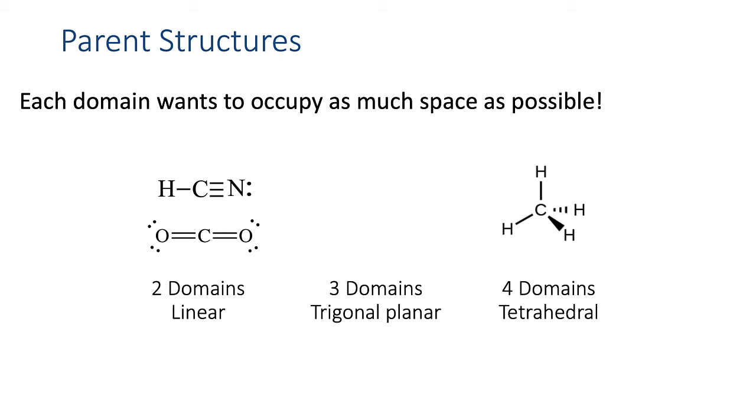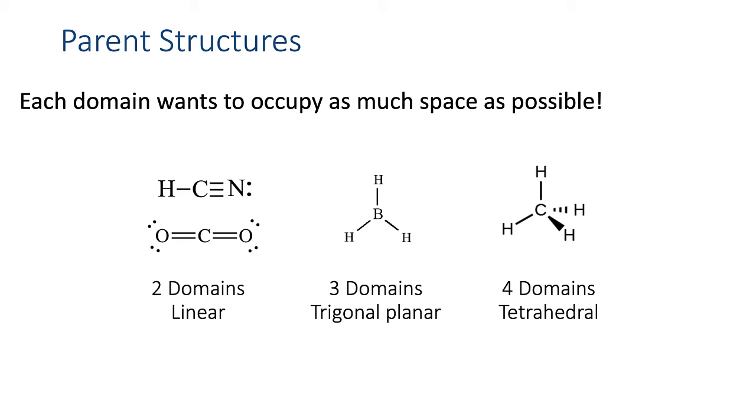If we only have 2 domains, such as the following molecules shown here, right, this HCN or the carbon dioxide, it doesn't matter if they're single bonds or multiple bonds, right? 1 single bond and 1 triple bond means 2 bonding domains. 2 double bonds means 2 bonding domains. We'll have this linear geometry, right? If these 2 domains want to spread as much across from each other as possible, they'll do so by being directly across, right? 180 degrees. And if we have 3 domains, we have a trigonal planar geometry.